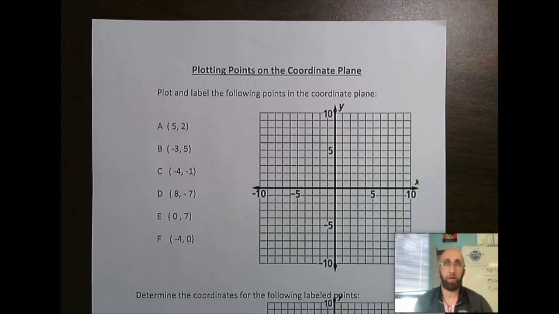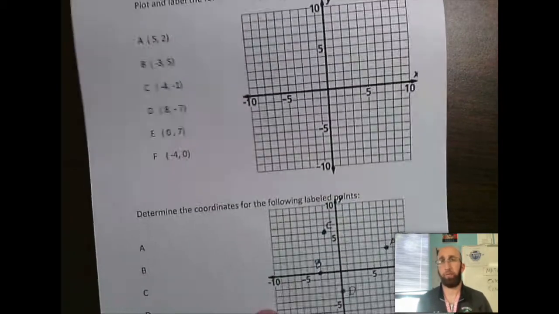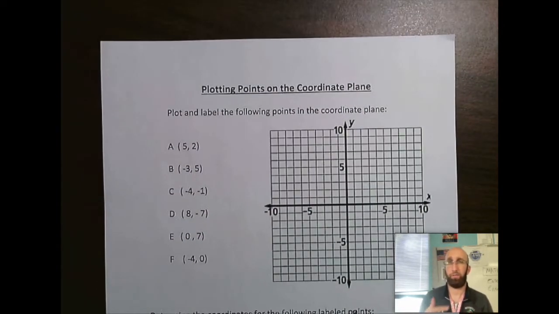In this short video, I'm going to look at plotting points on the coordinate plane. So we're going to plot some points and label them. We're also going to work backwards, and I'm going to have a few points that are already plotted, and we're going to work backwards to figure out the points.